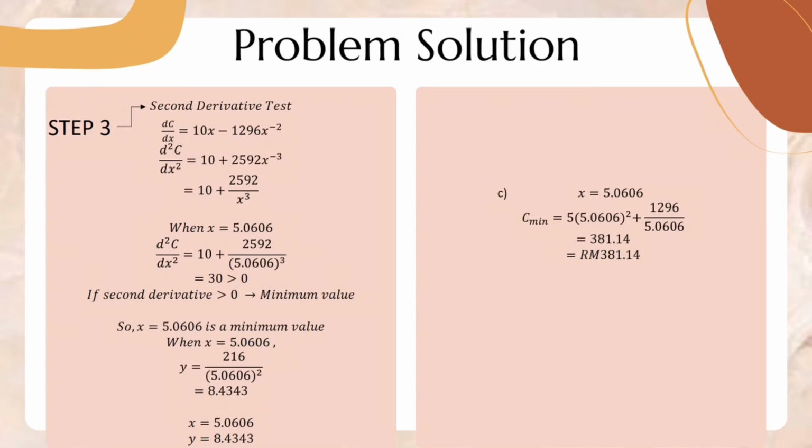Okay, for question 3, the question asks that we need to find the minimum cost of the box. So from the value of x we get, we can substitute it into the equation for the cost. The equation for the cost is cost equals 5x squared plus 1296 over x. So we substitute x with 5.0606, and the answer we will get is 381.14, and the final answer will be 381 ringgit and 14 cents.